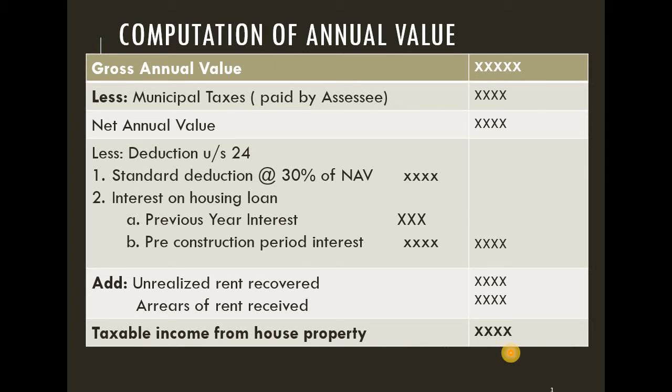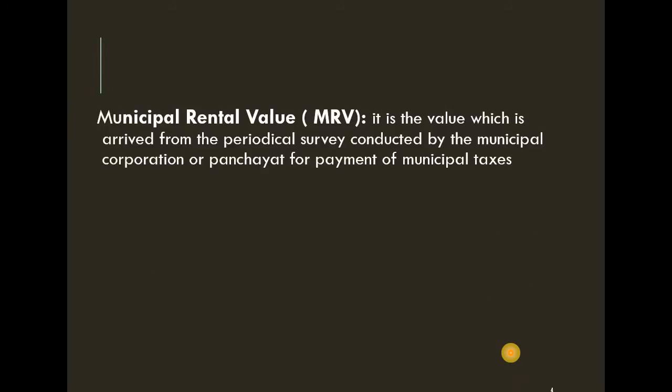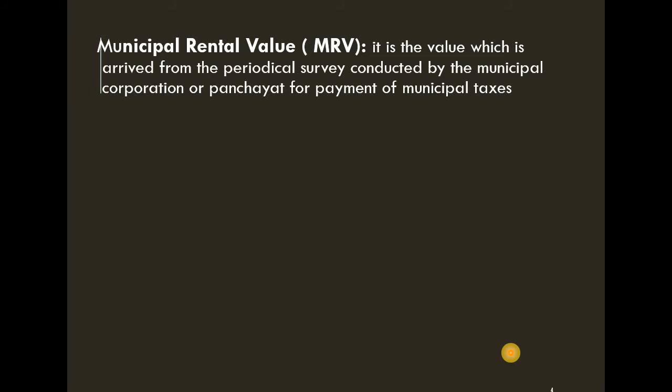Now let us discuss some important terms that are used in gross annual value. The first one is municipal rental value. We say MRV. So what is this MRV? Very simple. It is a value which is arrived from the periodical survey conducted by the municipal corporation or panchayat for payment of municipal taxes. So the municipal corporation, maybe city corporation, local corporation, from time to time, maybe once in 2 years, once in 3 years, or once in 5 years, will make a survey of all the houses which come under their jurisdiction.